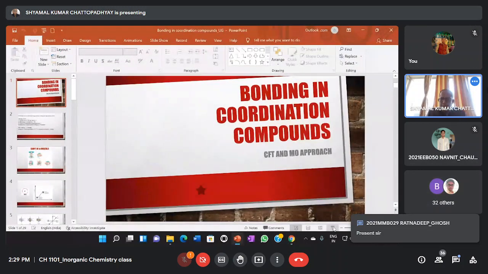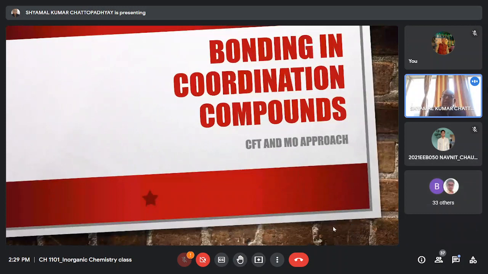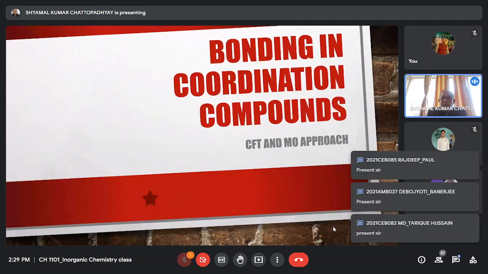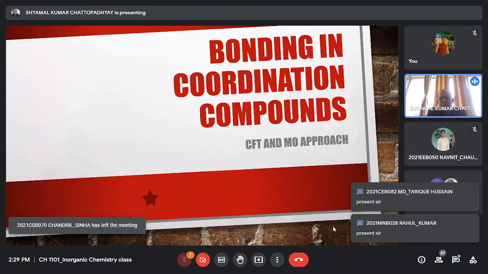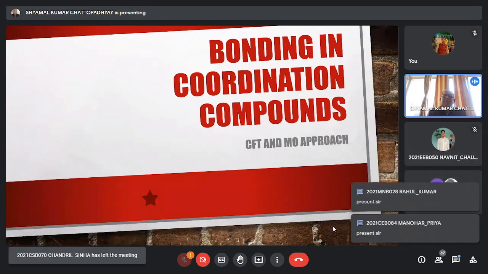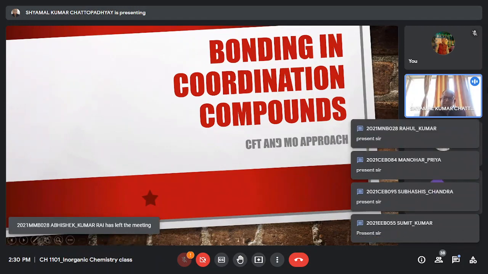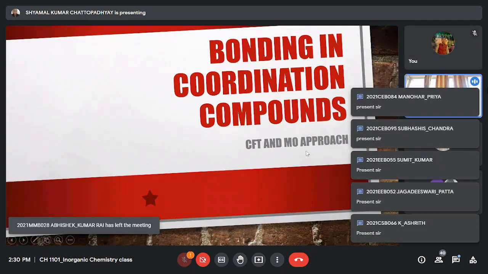So, from today, we shall start discussing the second chapter of our syllabus, which is bonding in coordination compounds. And we shall discuss bonding in coordination compounds, which are also known as complexes, in terms of two theories, which are crystal field theory and molecular orbital approach.